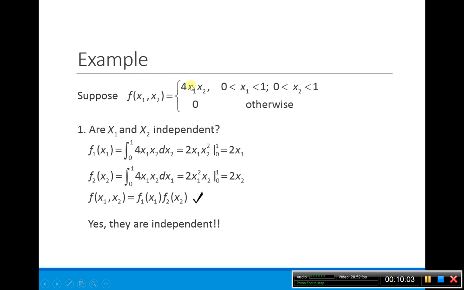Suppose instead we have this definition for our joint PDF. Are they now independent? You do the same sort of thing. You find your marginal PDF for f1. X1 goes between 0 and 1, so we just integrate and we get 2 x1. For f sub 2, we integrate with respect to x1 now. X1 goes between 0 and 1. We evaluate it on our interval and we get 2 x2. We multiply these two together, and indeed we get our joint PDF. So we can write our joint PDF as the product of the two marginal PDFs, so they are independent.